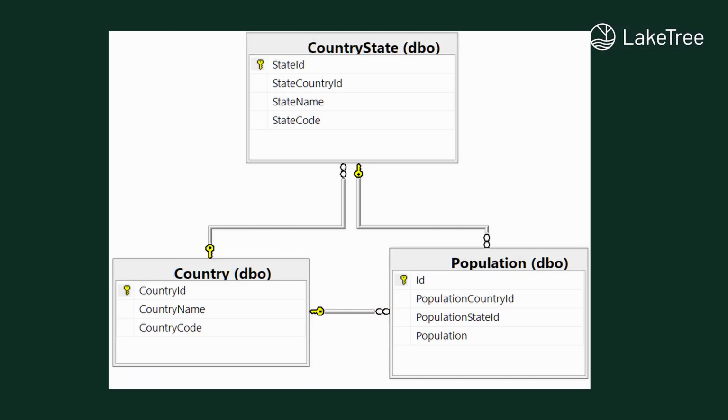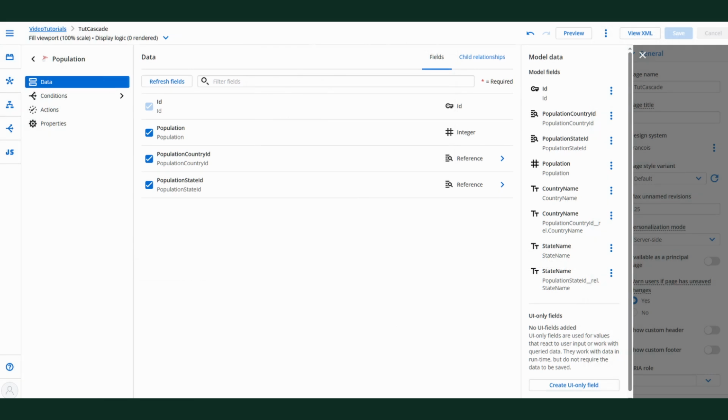Our data comes from 3 SQL Server tables. Country includes country name and country code. Country state contains state name and state code linked to countries. Population ties country ID and state ID to population counts. We've configured the SQL connections, and foreign keys are in place to maintain data integrity.